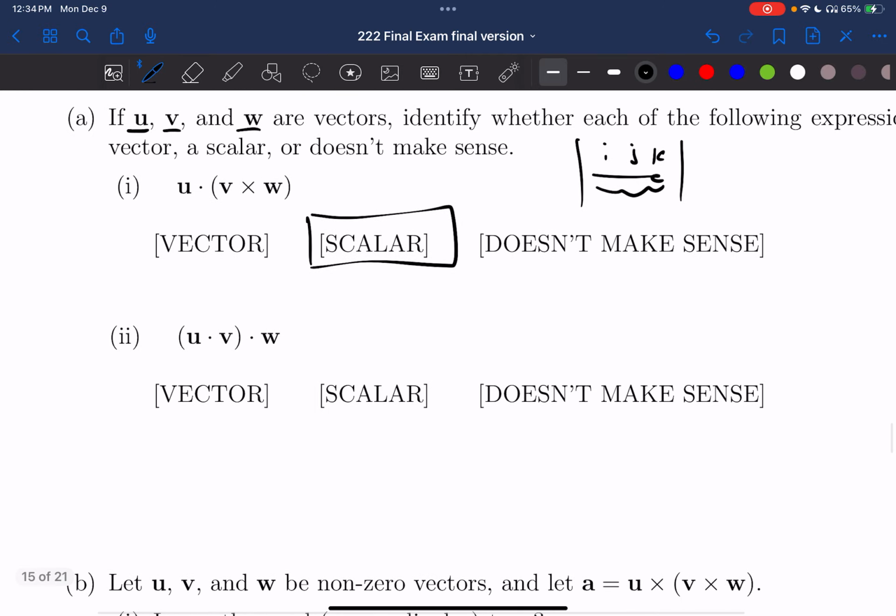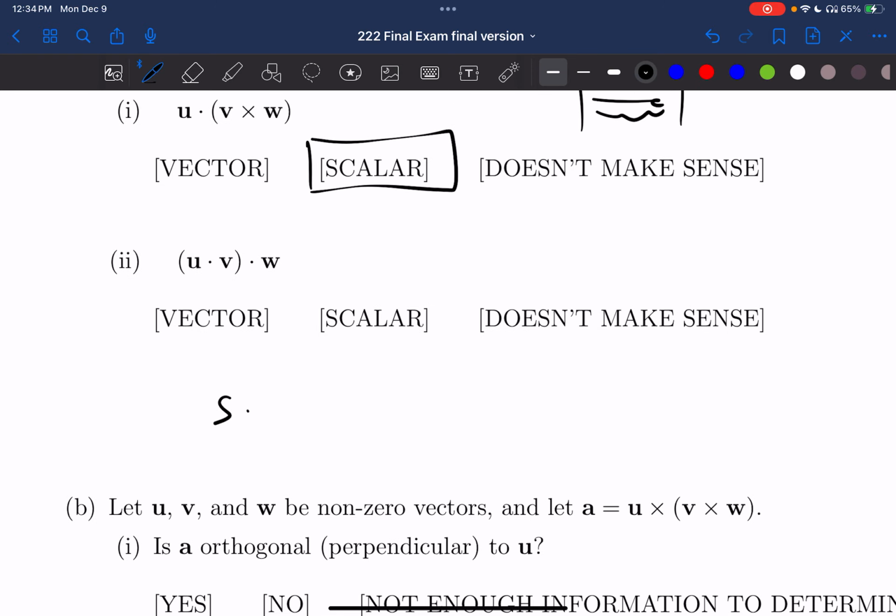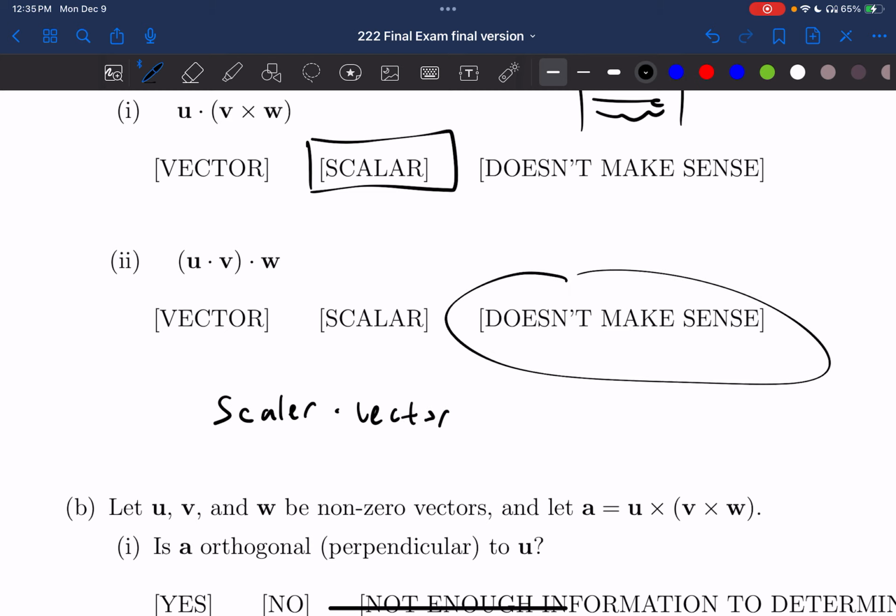So now we have u dot v. Vector dot vector. We said that earlier, it's going to be a scalar. It's going to give you a number, basically, which is a scalar. So we have a scalar dot a vector. This doesn't make sense. We can't do this. So this does not make sense. We can't have a scalar dot vector. For a dot product, you need to have two vectors.